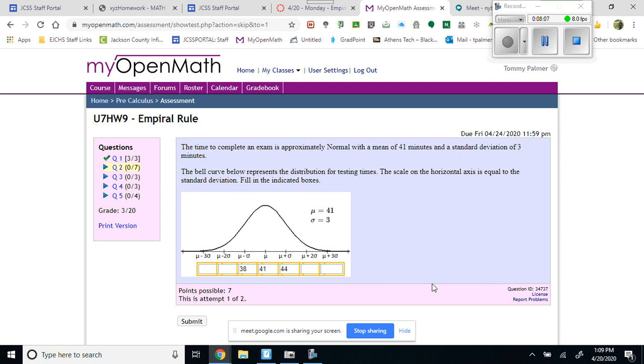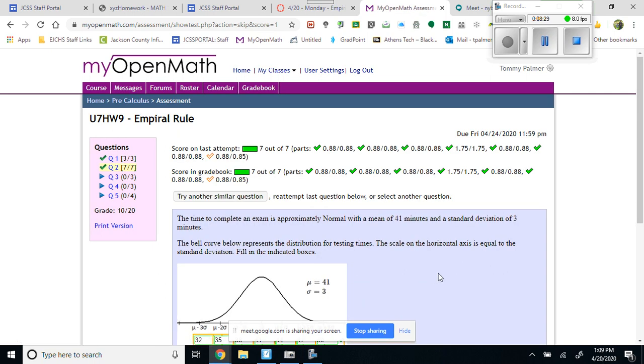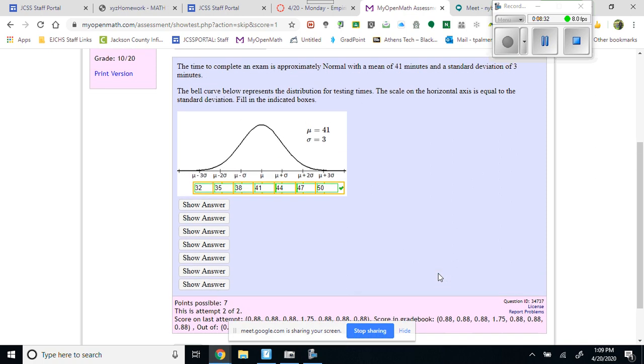Now, if we were to go another 3 below that, that would be at 35, and then this would be at 32. This would be at 47, and this would be at 50. All right. So we'll make sure everything's correct. But I want you to see something. The value set between 38 and 44, that range is 68% of our data.